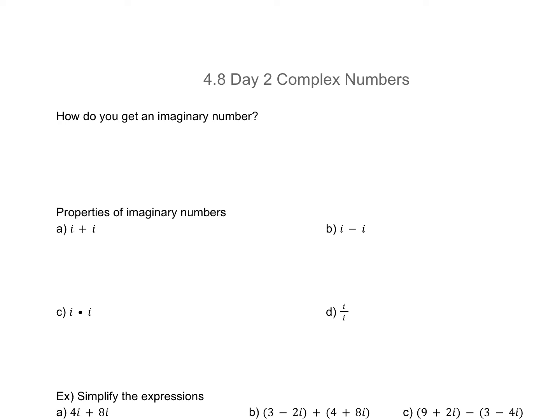All right, so 4.8 part 2 is about complex numbers, and you may have seen these before and you may not have, and that is perfectly fine. So how do you get an imaginary number? Complex numbers, imaginary numbers, they go together.